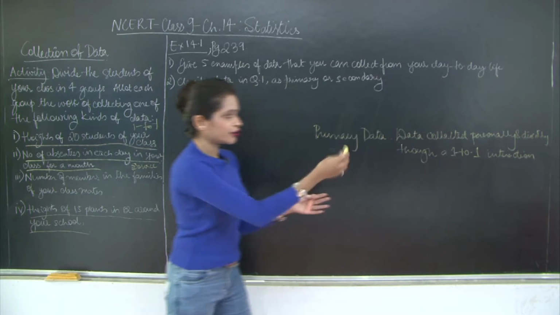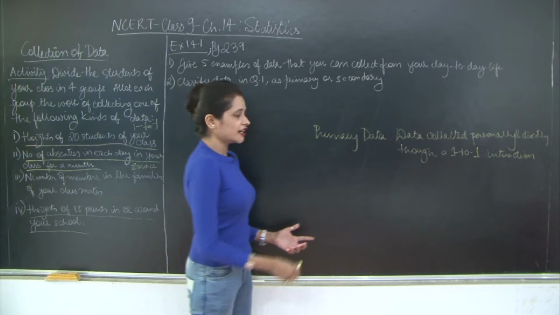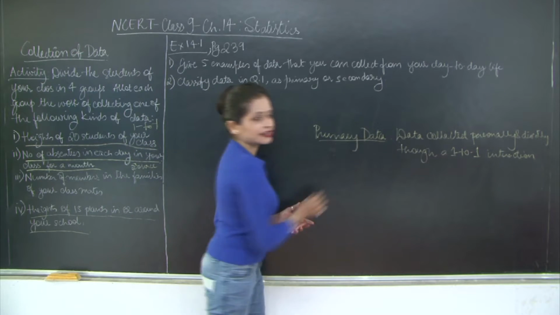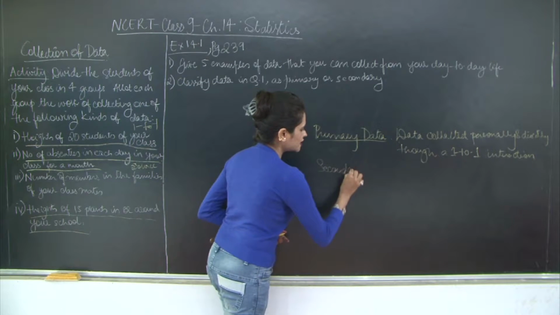Okay, because here no third person is involved. It's just direct. You just go approach the person and it's very direct. It's not indirect. So this is primary data. Now what about secondary data? Secondary data is obviously going to be the opposite.